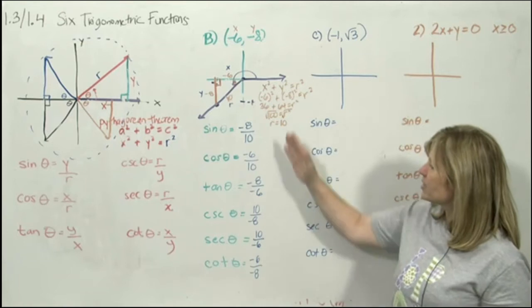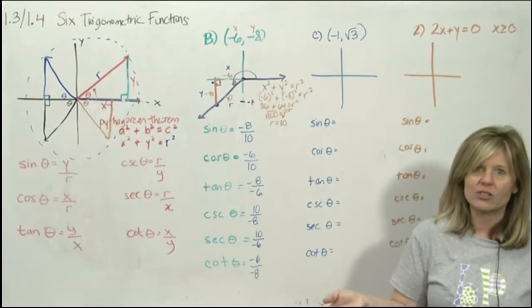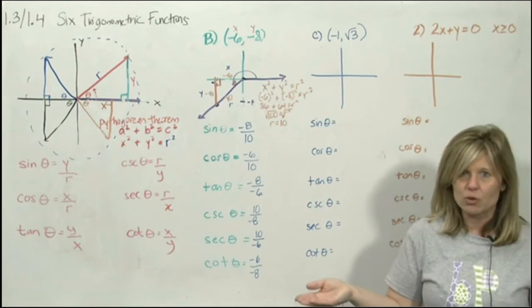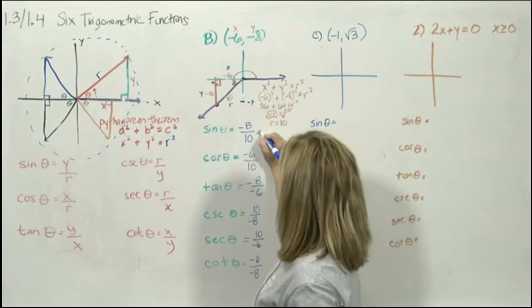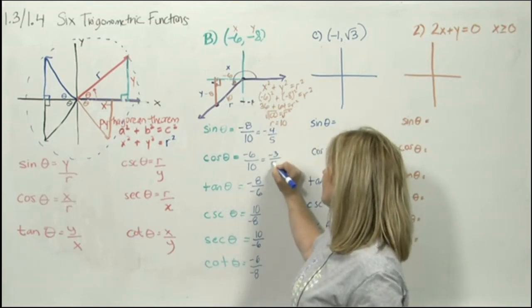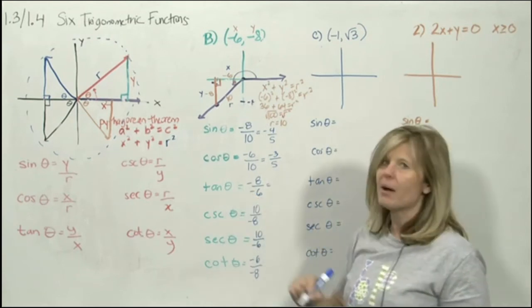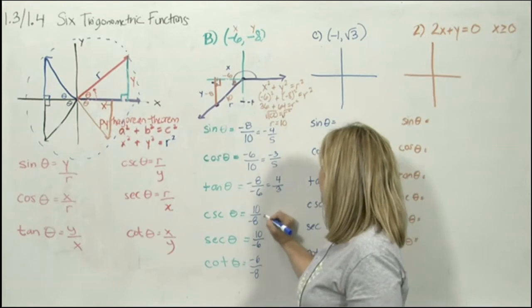Now the problem with this is these answers are all fractions. What have you learned in elementary school about fractions? That's right, they got to be reduced. So we're going to reduce them all. So this reduces to negative 4/5. This reduces to negative 3/5. What's a negative divided by a negative? It's a positive, so this would be positive 4/3.